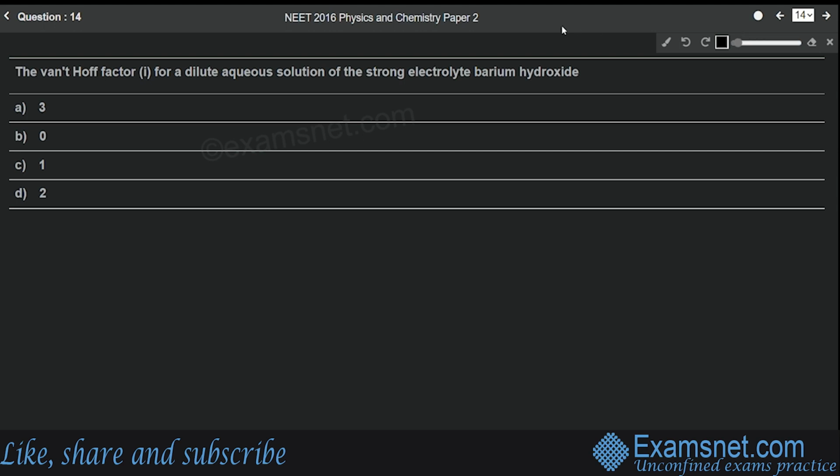Question number 14 is from the chapter solutions, and the question is the Van 't Hoff factor i for a dilute aqueous solution of the strong electrolyte barium hydroxide. So strong electrolyte means what? It will dissociate completely. Now we have barium hydroxide, that is Ba(OH) whole twice. So it will get dissociated into Ba2+ ion and 2OH minus ions, right?